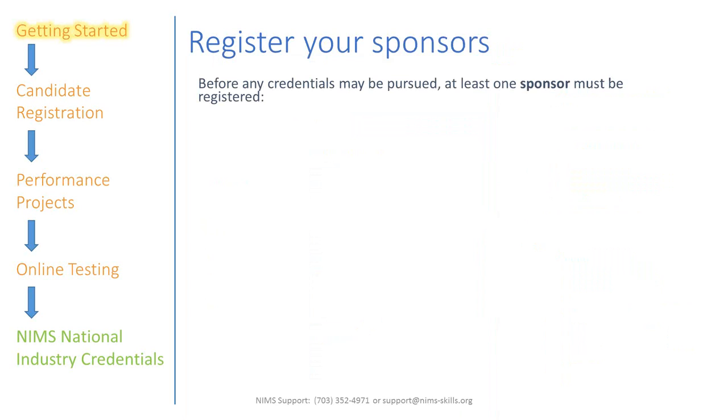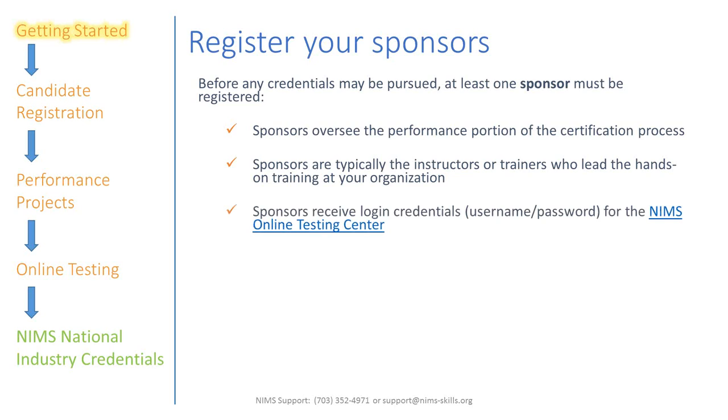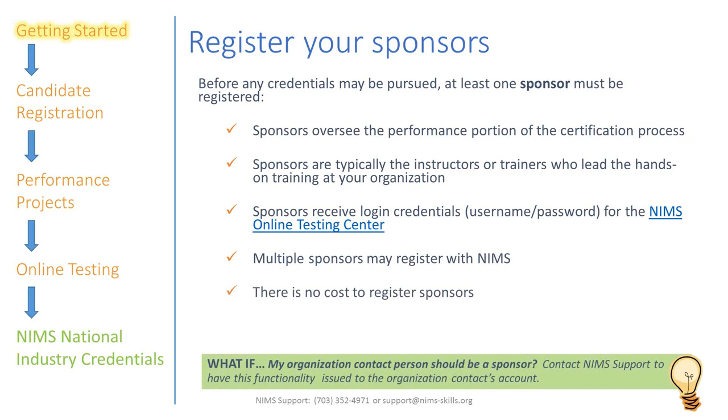Next, we are going to register sponsors. These are the employees at your company or school who will oversee the performance project that NIMS requires for 99% of its credentials. More often than not, sponsors are teachers or trainers, but anyone in a supervisory role can register as a sponsor. Once registered, sponsors will also have login credentials. Your organization may register as many sponsors as needed, and there is no cost to do so. If your organization contact person should also be a sponsor, please contact NIMS, and a staff member will be happy to take care of that for you.